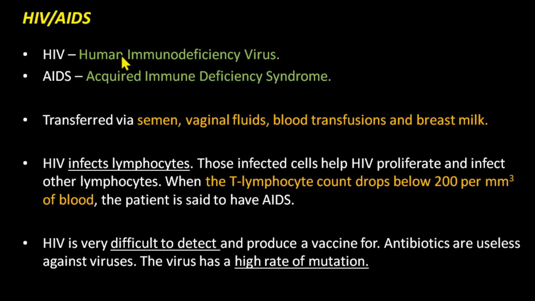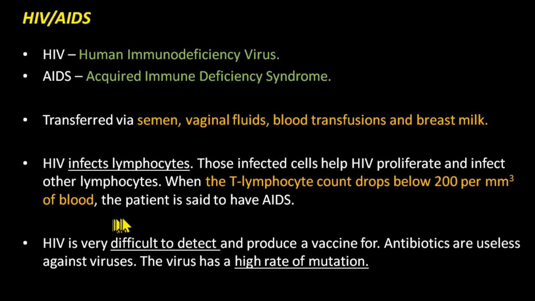HIV stands for Human Immunodeficiency Virus. AIDS stands for Acquired Immune Deficiency Syndrome. The virus is transferred via semen, vaginal fluids, blood transfusions, and breast milk. HIV infects a type of white blood cell called lymphocytes, and these infected cells help HIV multiply and proliferate and infect other lymphocytes. Now, when the T lymphocyte count drops below 200 per cubic millimeter of blood, the patient is said to have AIDS. In this case, the person is severely immunocompromised. There's a severe immune deficiency, acquired over time.